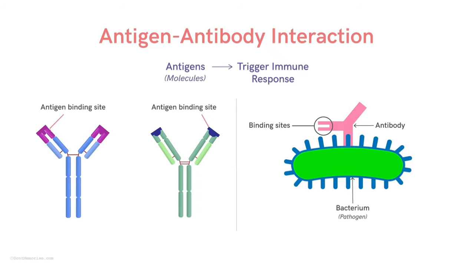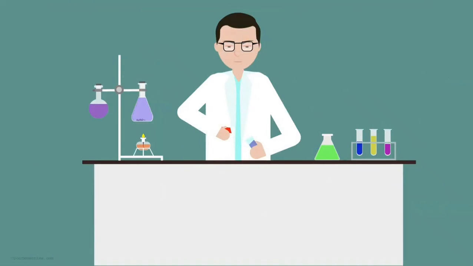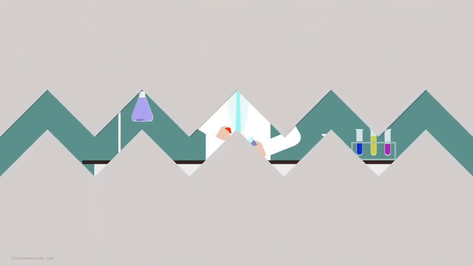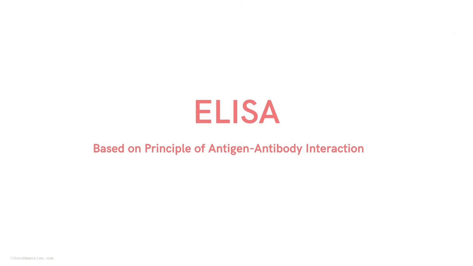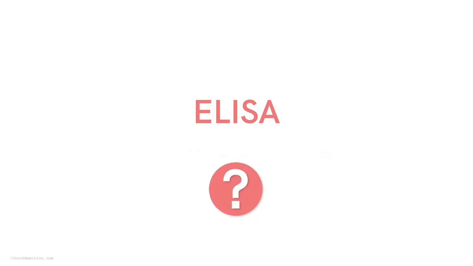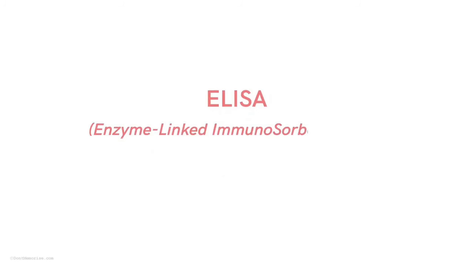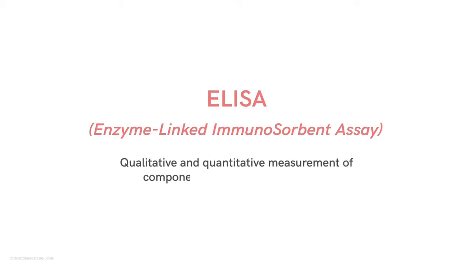There are several wet tests performed in the laboratories that give us a glimpse of such beautiful reactions. ELISA test, for example, is one such beautiful wet test which is based on the principle of antigen-antibody interactions. Let's see what this test is all about. ELISA, which stands for Enzyme-Linked Immunosorbent Assay, is a test in biochemistry that helps in the assay of a liquid sample to qualitatively and quantitatively measure the particular component present in it.